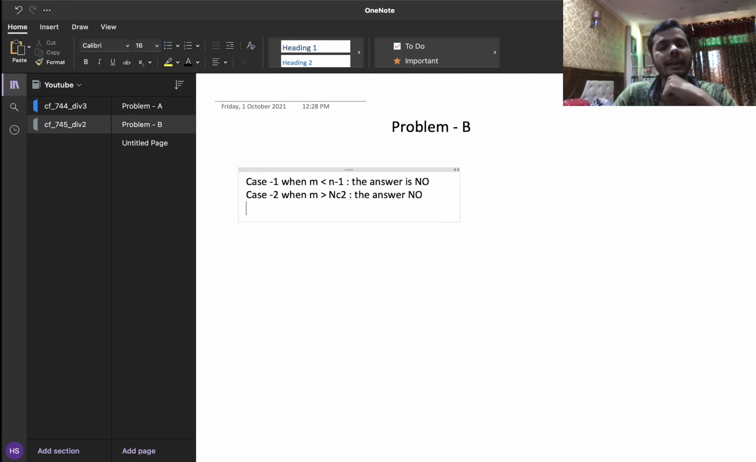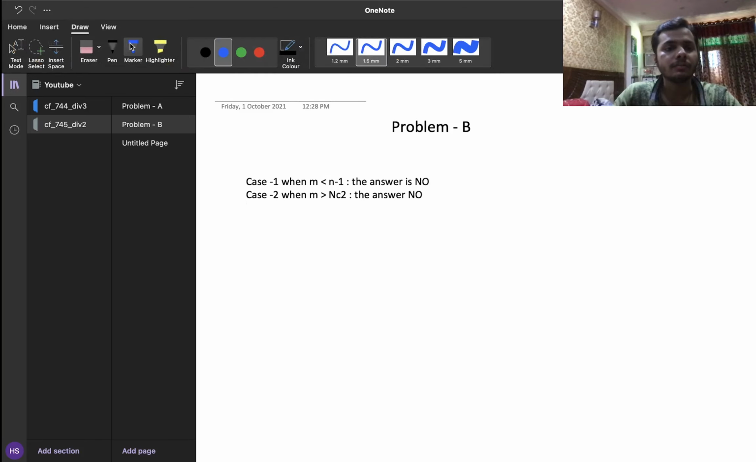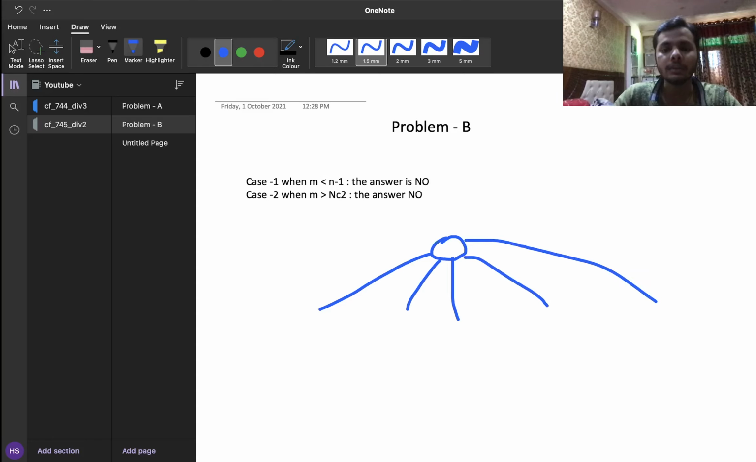Now you're sure that m lies between n minus 1 and nC2, and now let's analyze what is happening. So let me draw a graph to make things more clear. Let's say we have n minus 1 edges exactly, and we draw a graph like this. We take a node and we connect it to all the other nodes, right? So this becomes basically a tree, a rooted tree, where the root is connected to all the other nodes directly by an edge, right? So let's consider a situation like this.